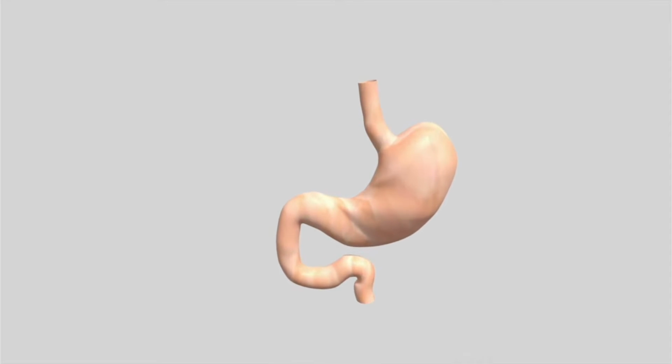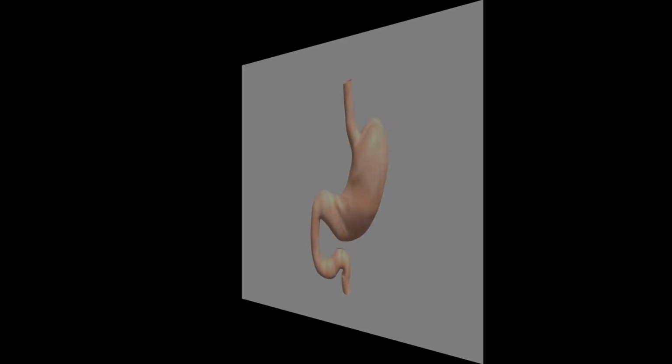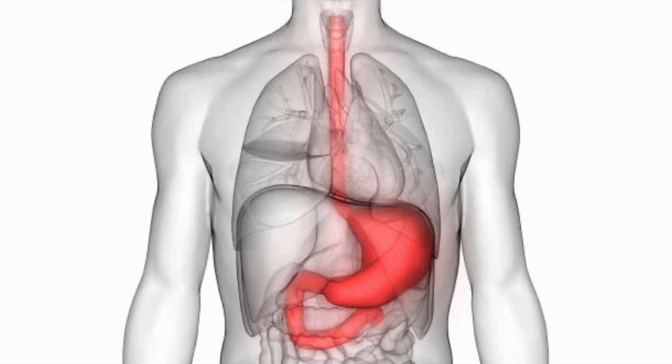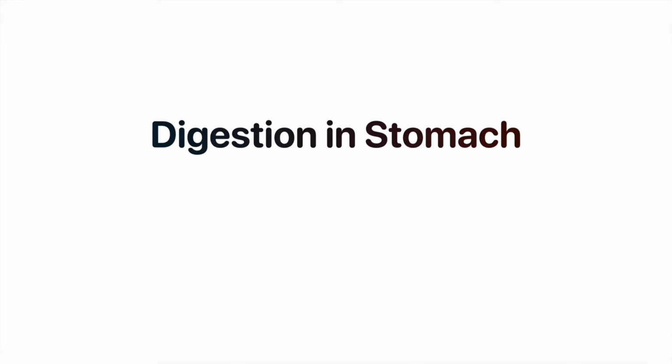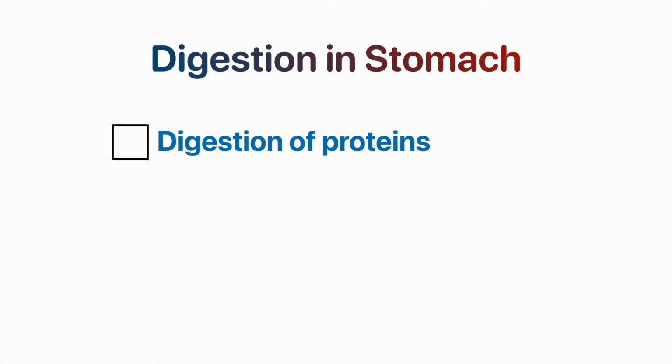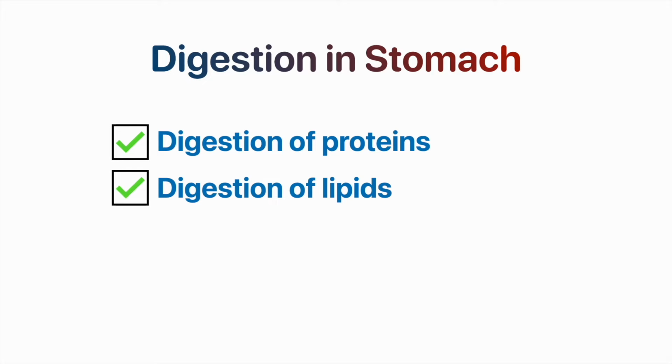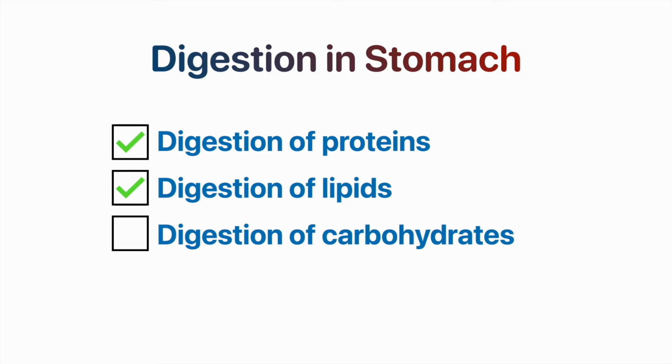The stomach is a very important part of our digestive system. The food that we consume passes through the esophagus to reach the stomach. In the stomach, digestion of proteins takes place with the help of an enzyme known as pepsin. A small amount of lipids also gets digested here by the gastric lipase enzyme. But no digestion of carbohydrates occurs here as amylolytic enzyme is absent in gastric juice.